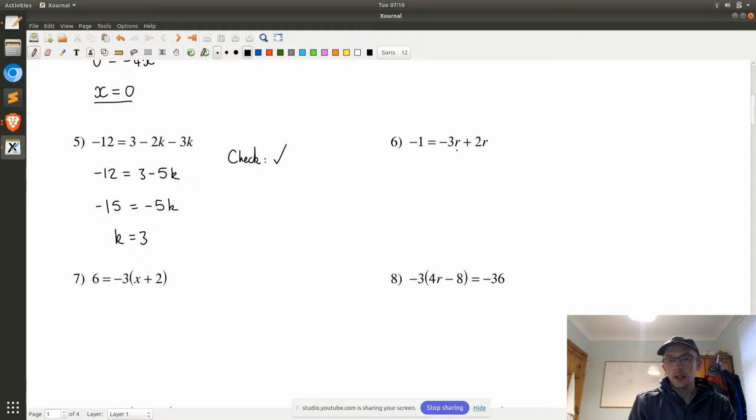Over here, left-hand side, -3 add 2r is -r. So -1 equals -r. So r equals 1.